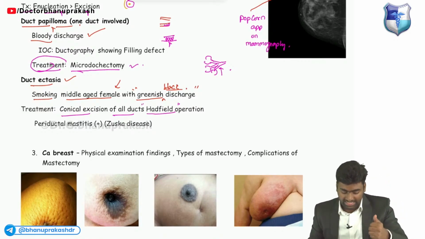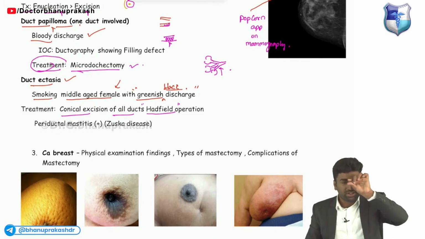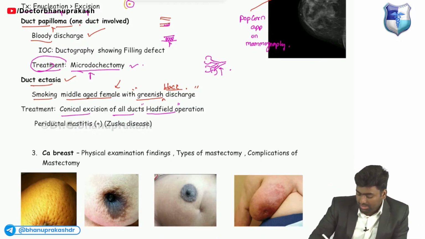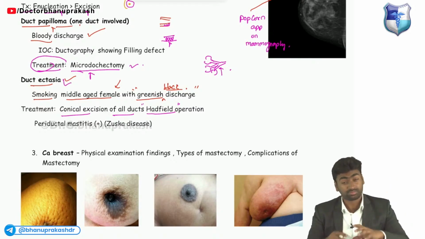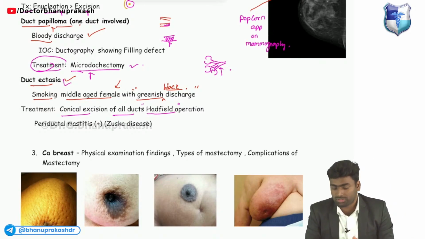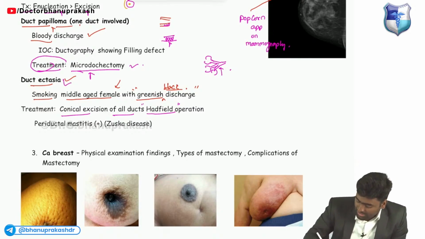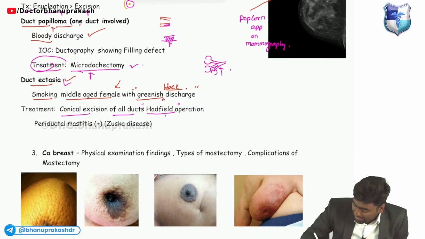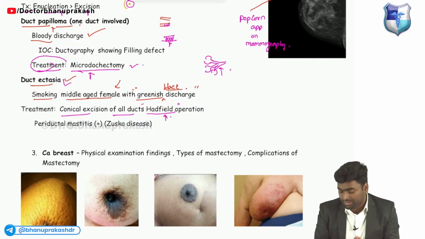So remember, in the case of duct papilloma, we'll just remove the affected duct, so it is the small one, microdochectomy. Whereas in the case of duct ectasia, there will be involvement of more structures. So we'll do conical excision of the involved ducts, which is known as Hadfield operation.